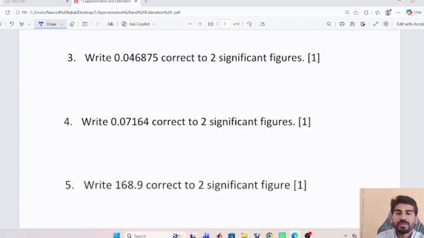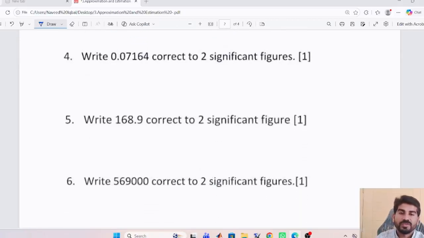Next is question number 3, 0.046875 correct to 2 significant figures. Here 4 is the first significant figure and 6 is the second significant figure, and we have to check the next digit, which is the third significant figure. If it is 5 or greater than 5, we add 1 to the previous digit, so there will be 7. 4 remains as it is, and this 0 will also remain: 0.047. This number is correct to 2 significant figures, 4 and 7.